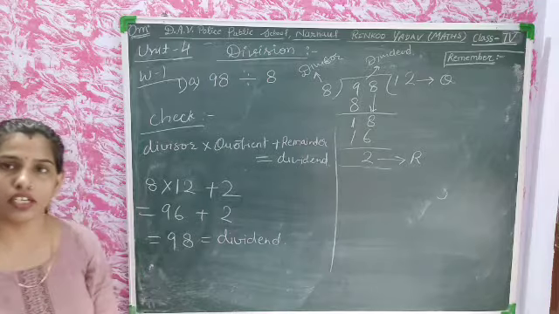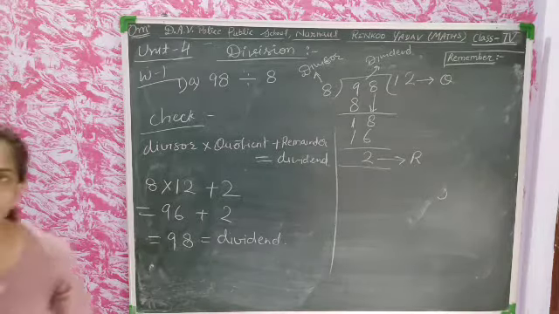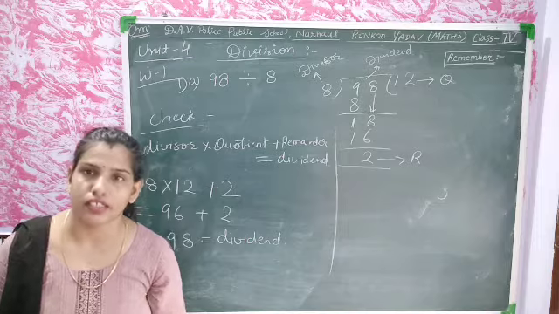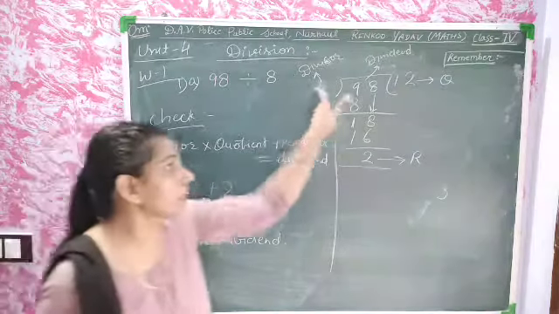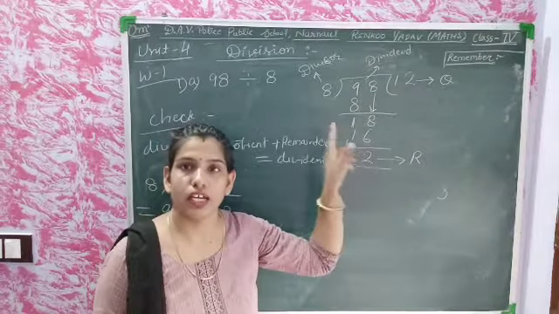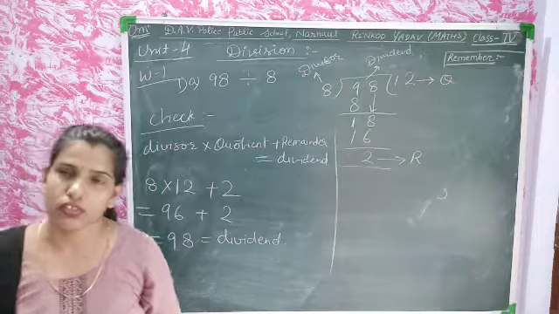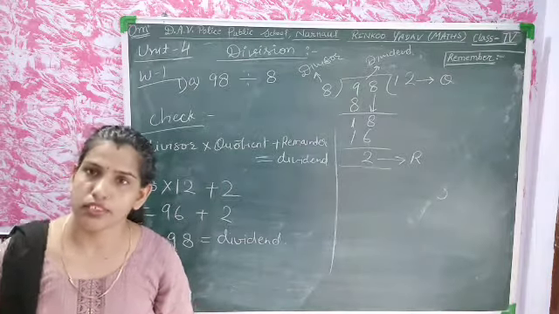Okay, students, there is the question number 2. You have to write down in the boxes the divisor, quotient, remainder, and dividend. I have already done this, so you will solve the questions and write down, put down in the boxes, fill the blanks. Okay students, have a nice day. Bye students.